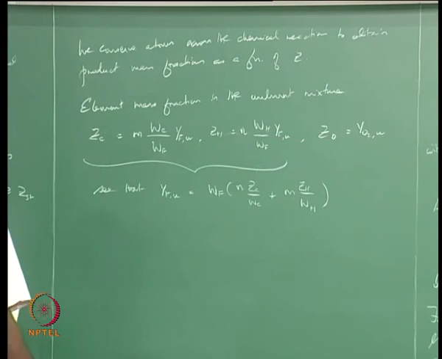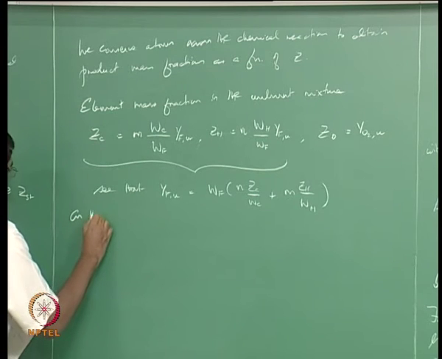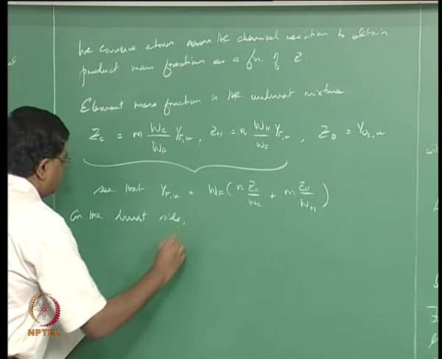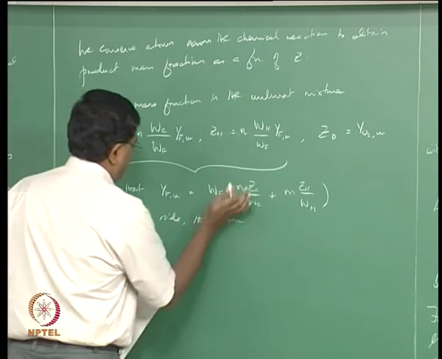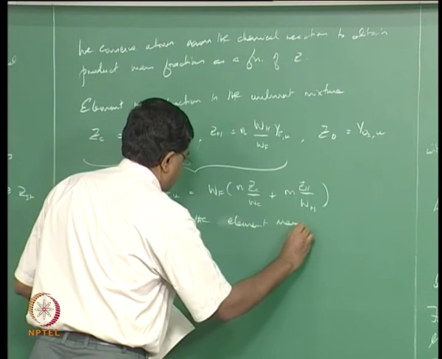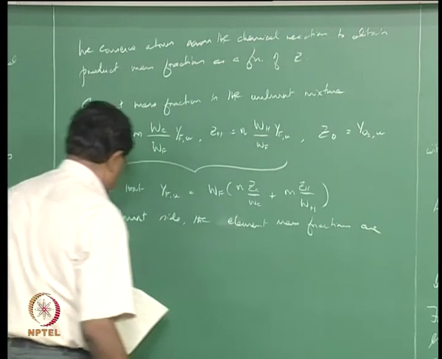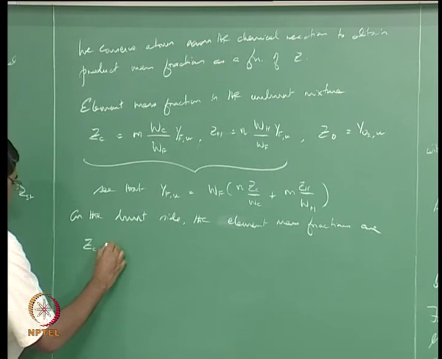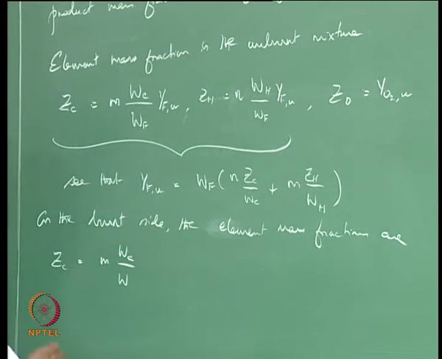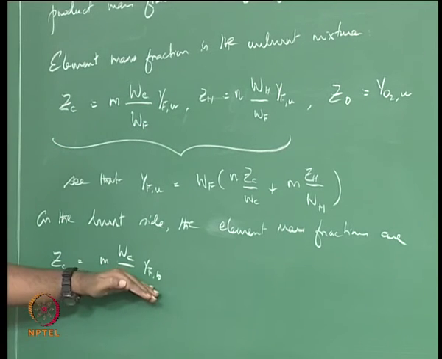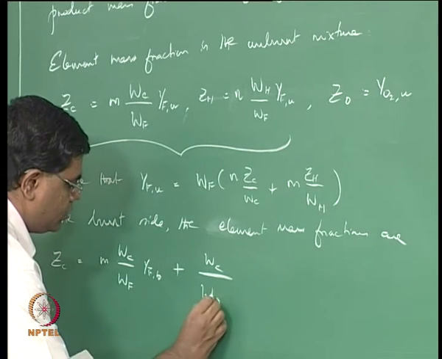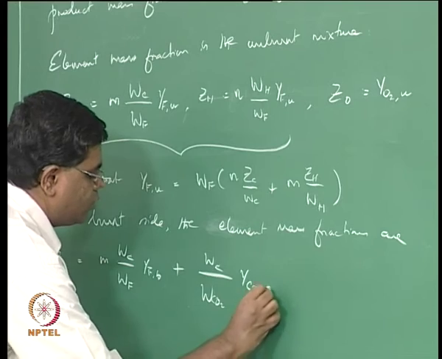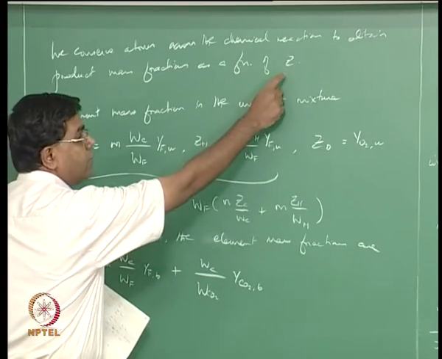All right, on the burnt side, on the burnt side for the products, the element mass fraction for the carbon, we have ZOT C equal to m WC divided by WF, YF comma B. That is actually for if you have excess burnt fuel, right, plus if carbon is also there in carbon dioxide, that is what we are more interested in, WCO2 times CO2 burnt, and this is what we are trying to find out in terms of ZUD, okay.